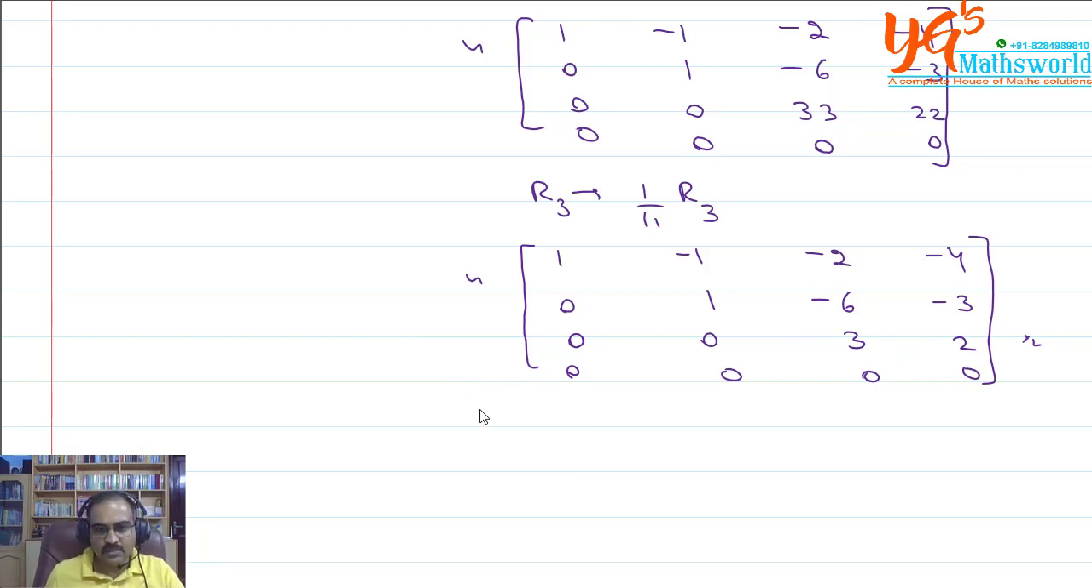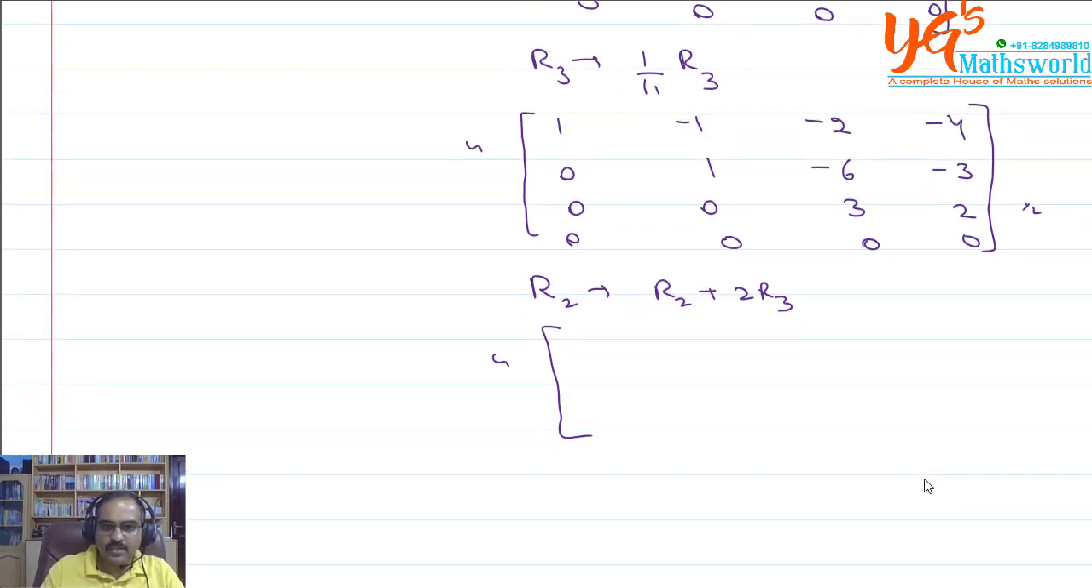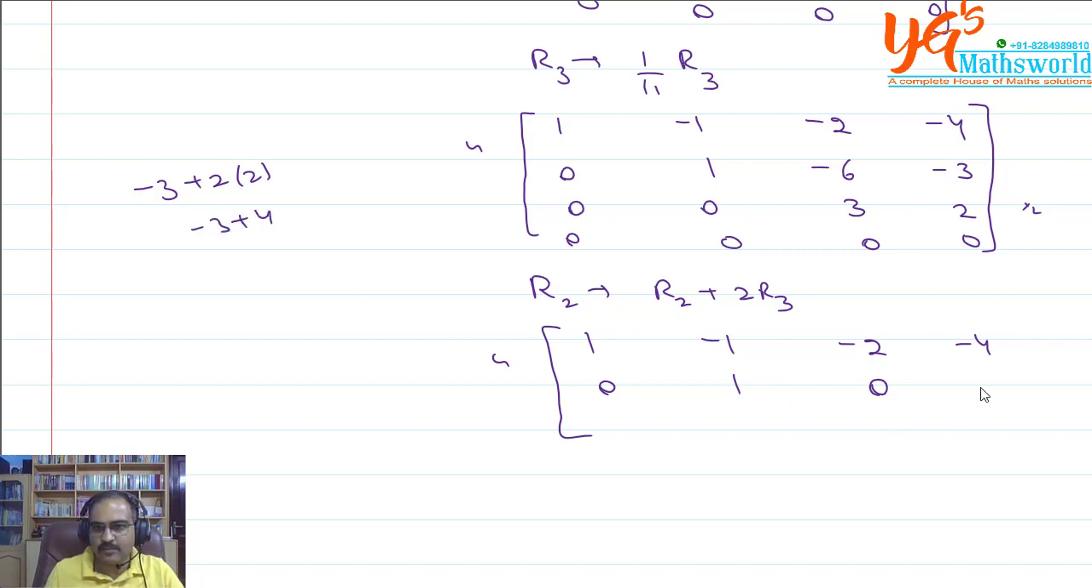Or if you want to apply, that will be on R2, that is R2 plus 2 times R3. But this step is not required because we already have non-zero rows. So 0, 1, -6 plus 6, 0, -3 plus 2 times 2, so it will be -3 plus 4, that will be 1. So 0, 0, 3, 2, 0, 0, 0 and 0.